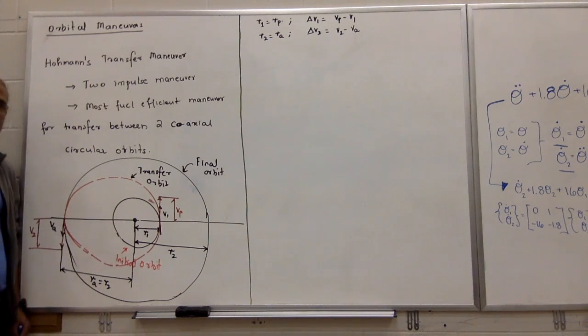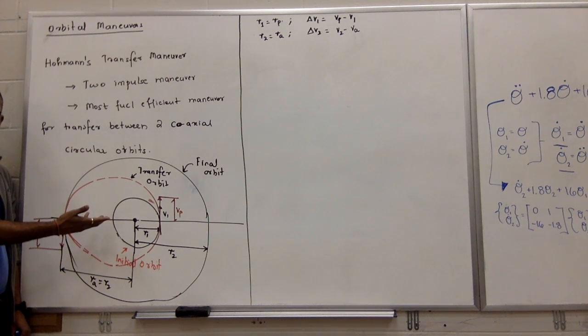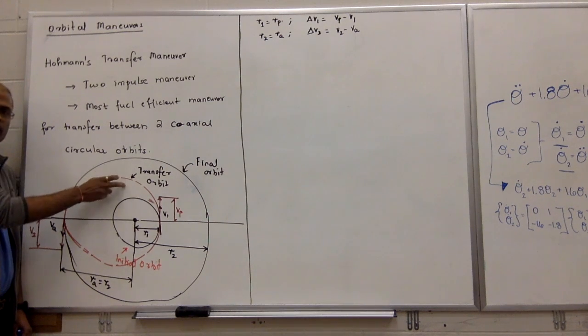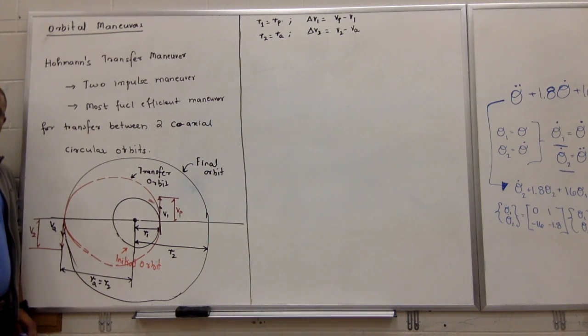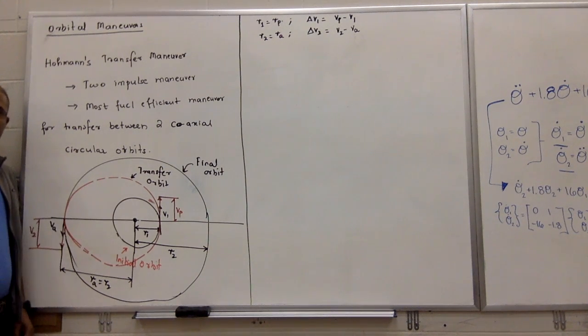When I come here, I'll do the burn. Can I do a burn here? You have to look at the common point. There's a common point between the initial orbit and the transfer orbit, and between the final orbit and the transfer orbit. Where you do the burn becomes the common point. I cannot do a burn here because this is not a common point. Can I do a burn anywhere here? No.